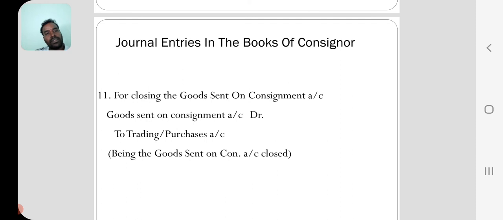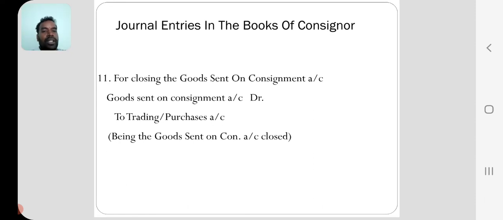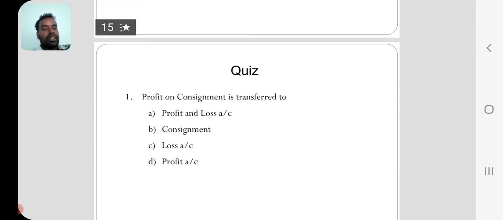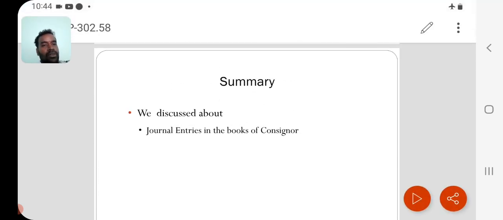Okay. For closing the goods sent on consignment account, goods sent on consignment account debit to trading or purchase account. So in goods sent on consignment account debit side, we have to write "to trading account" or "purchase account". In purchases or trading account credit side, we have to write "by goods sent on consignment account". So this is a summary.